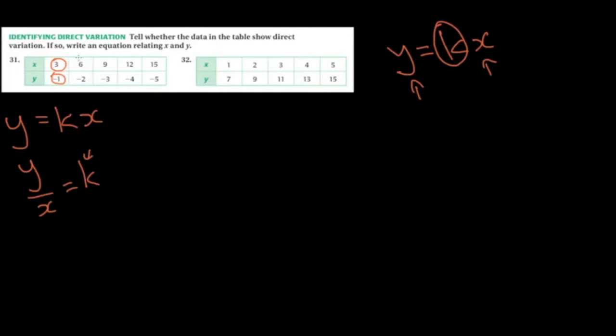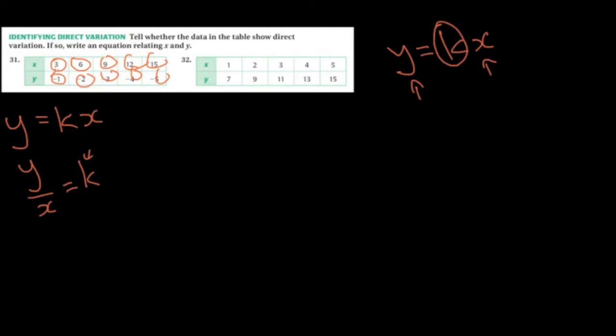And then, if we divided all of these values, all of them, if we divided all of these with each other, and we got the same k value, then we could safely say that this table represented direct variation. So you got me?